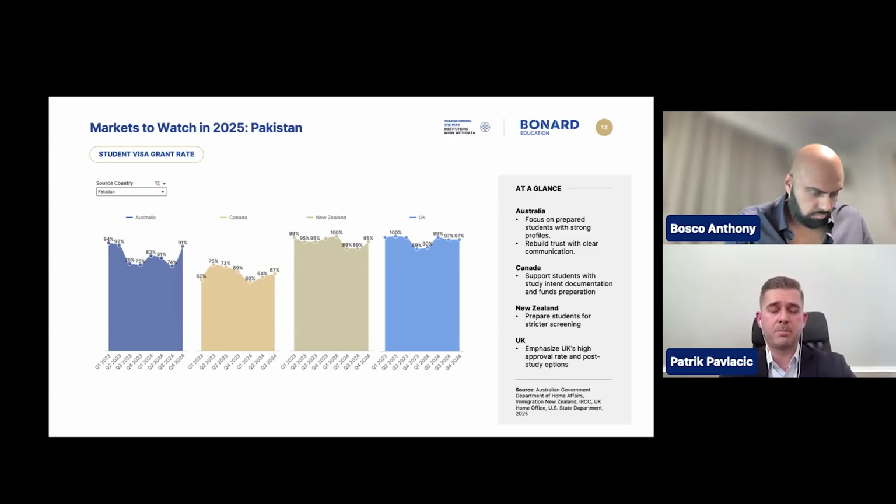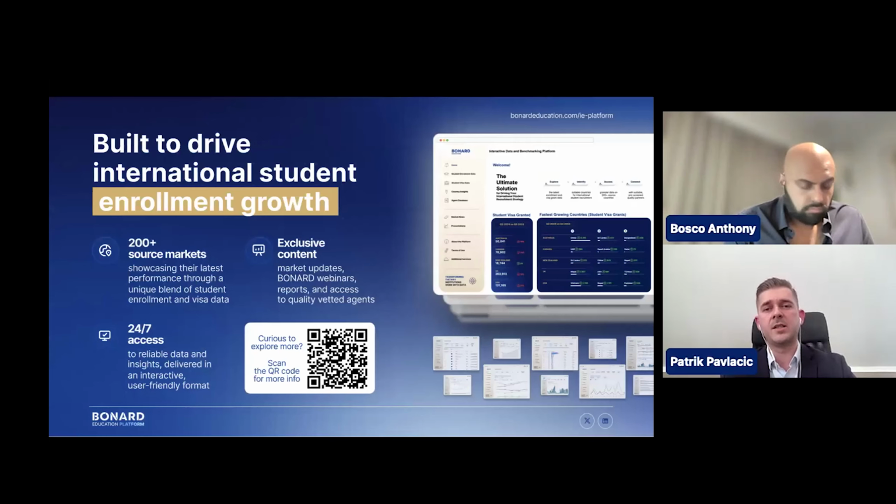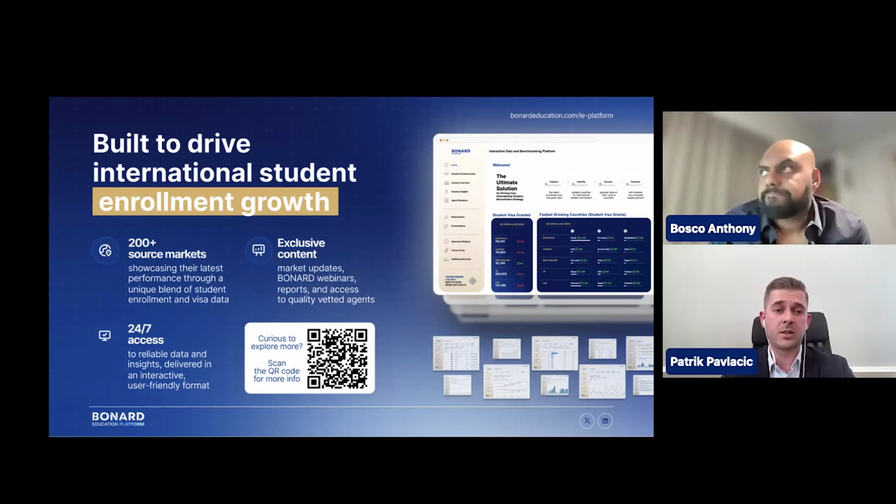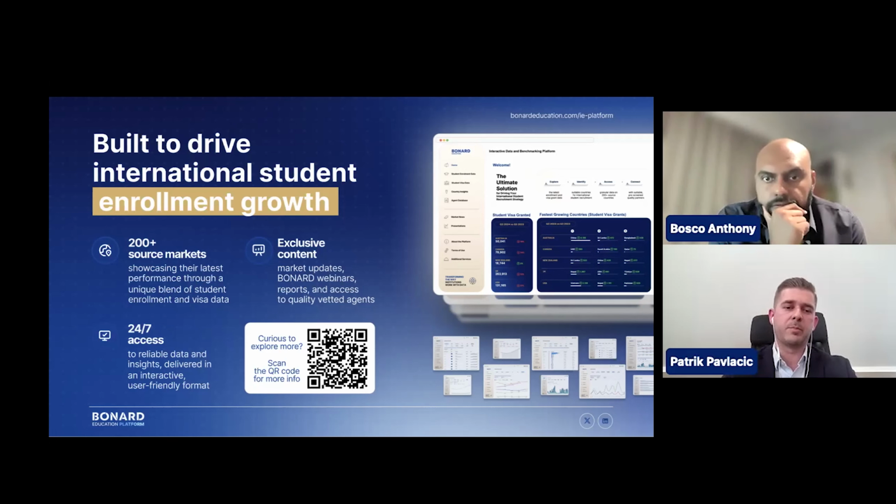So I hope this part was useful. All of this information is available as part of our newly launched interactive data platform, which serves as a tool to monitor over 200 source markets on an ongoing basis, and you can create and empower your international student recruitment strategy by tapping into all this information, plus getting access to BONARD webinars, market updates, and also vetted quality agents. So it's a one-stop shop for international student recruitment, with the objective of making institutions more independent and better prepared for their recruitment plans.